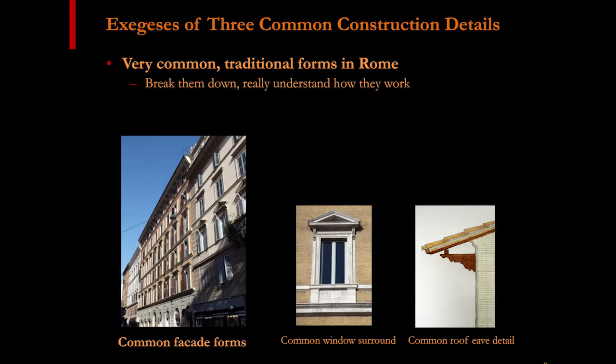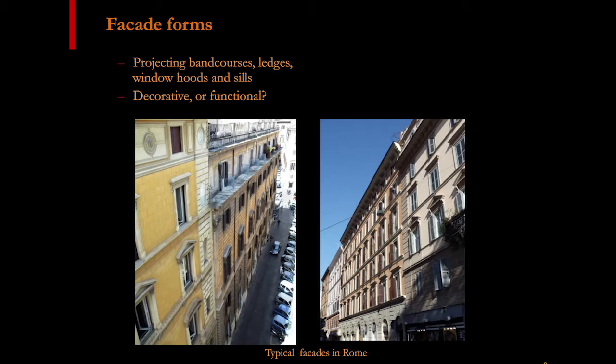So these are all super common things that you would find in Rome. Windows like this, facades like this, eave details like this. How does each one of these work? Are they just purely stylistic, or is there something more to them technically that's going on here? So let's start with the facade forms. You could walk up and down almost any street in Rome and see buildings like this.